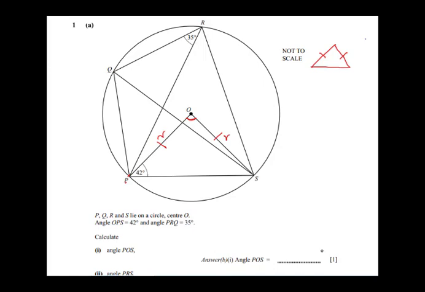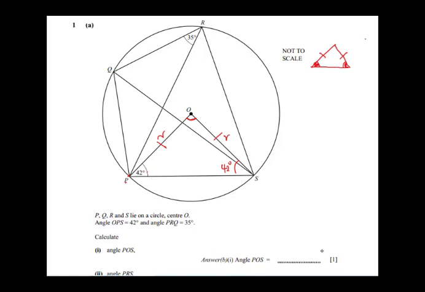And we know that base angles of isosceles triangles are equal. So this is the base angle. If this is 42 degrees, this angle here also must be 42 degrees. Why? Base angles of isosceles triangles are equal. Then I can get my angle POS, considering this triangle. We know that the sum of angles in a triangle equals 180 degrees. So I can get my angle POS.